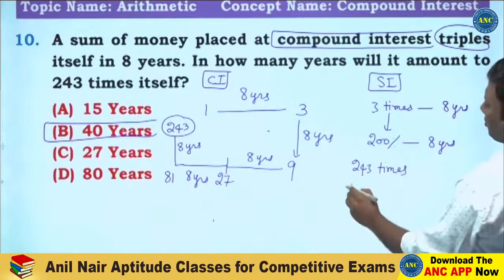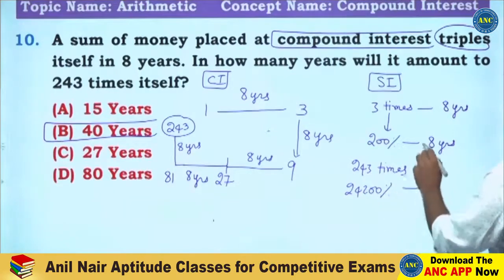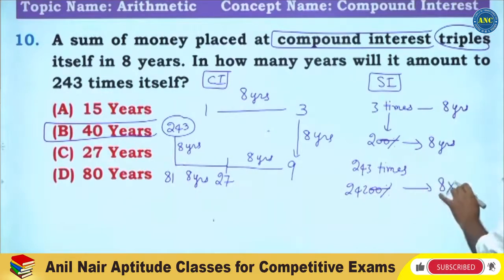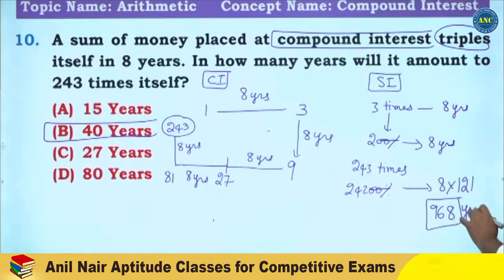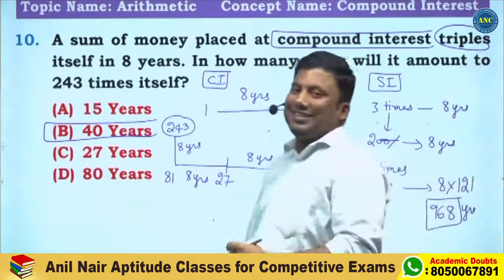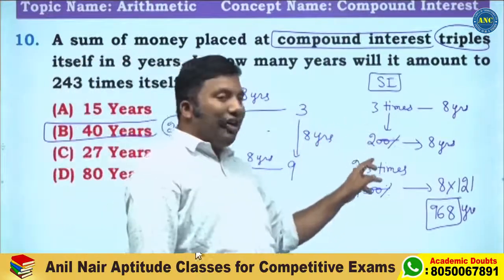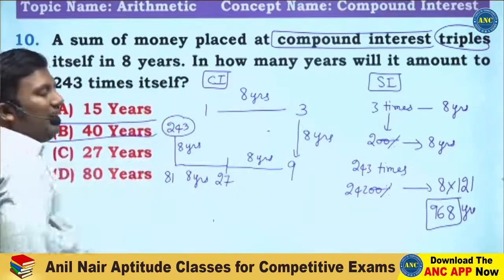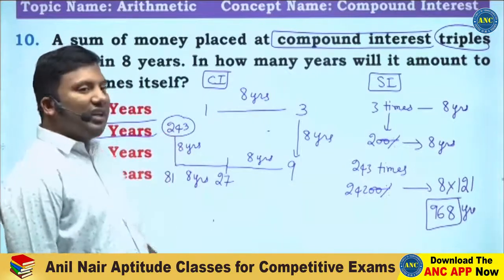243 times means k minus 1, that is 242 into 100%. How many years? 2 into 121, 8 into 121. Answer is 968 years. It takes 968 years if it is simple interest to become 243 times. But in compound interest, it will just take 40 years.